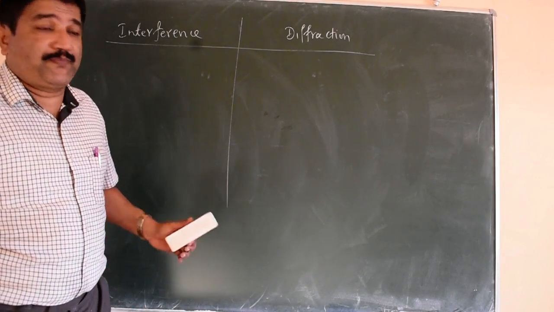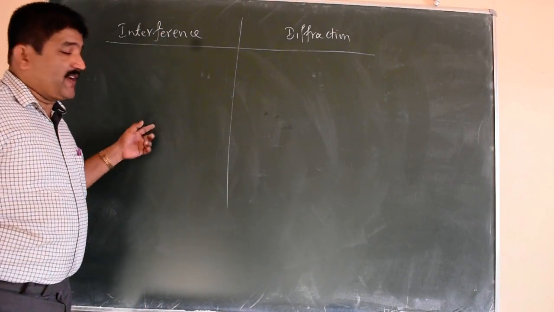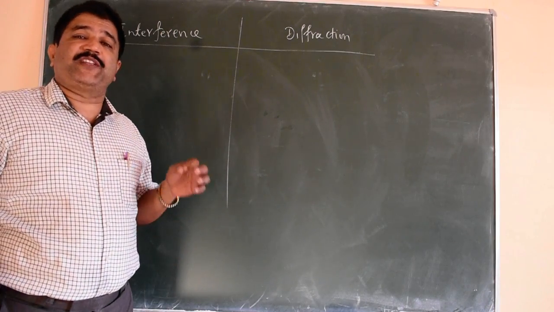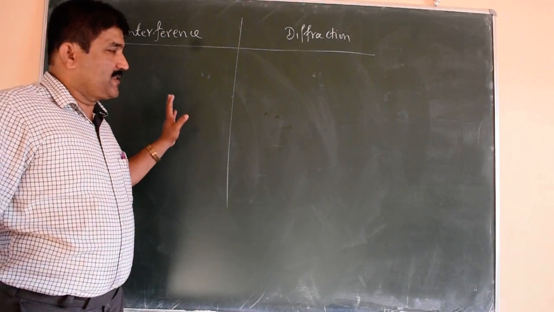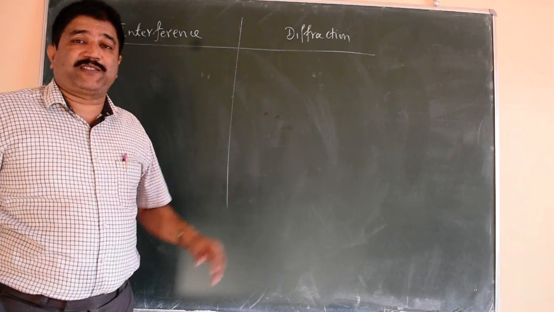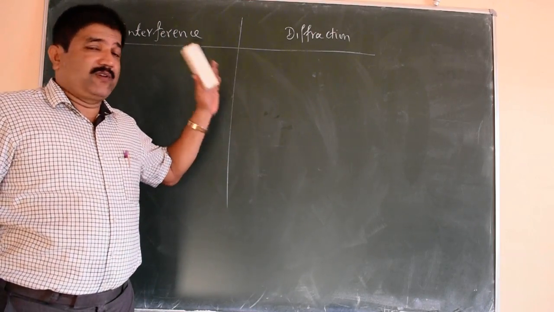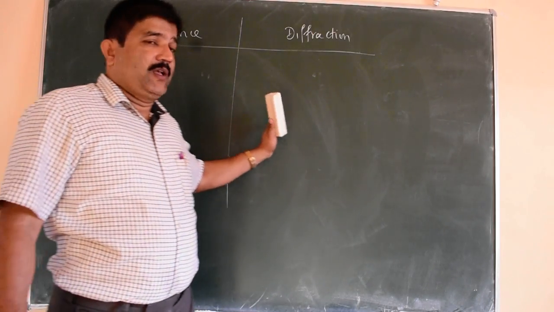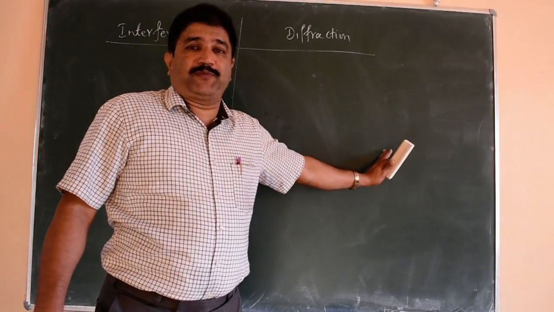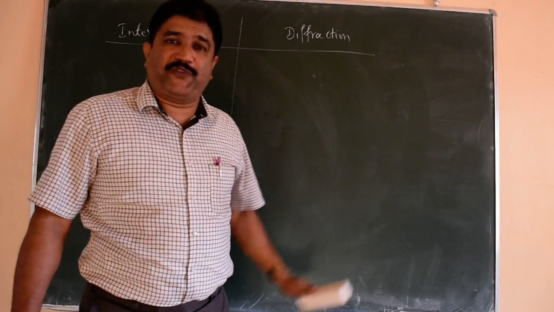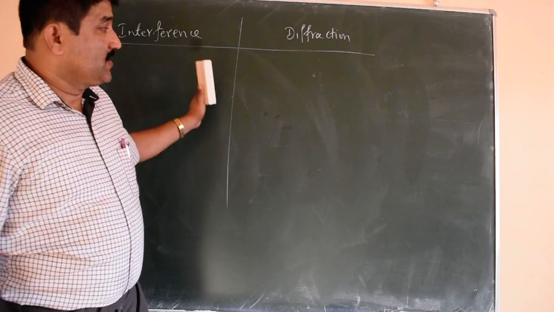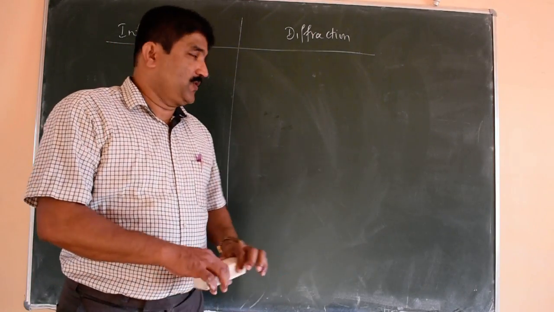Then the width of the fringes. In interference, the width of all the fringes will be equal. All the fringes have equal width, whereas in diffraction, fringes have different widths. The width of the central maximum is different, the width of the first secondary maximum is different, and so on. So the width is unequal.